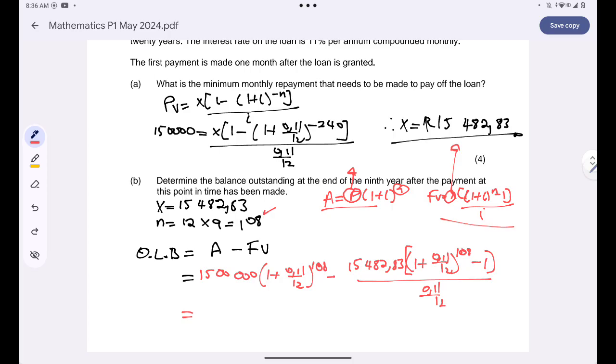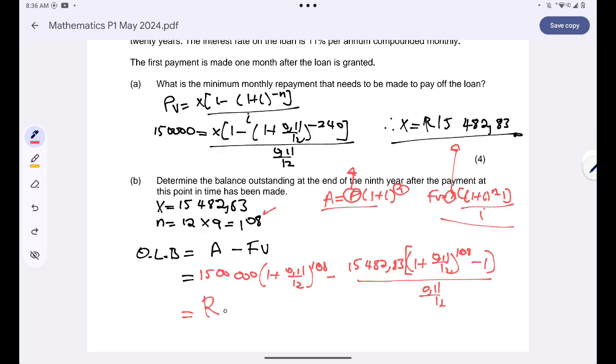Okay, for the outstanding amount of the loan, guys, I found 1,182,585.03. This is how much was outstanding after the end of the 9th year. Are you together?